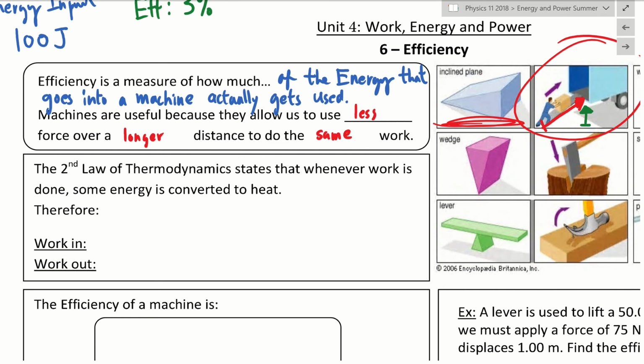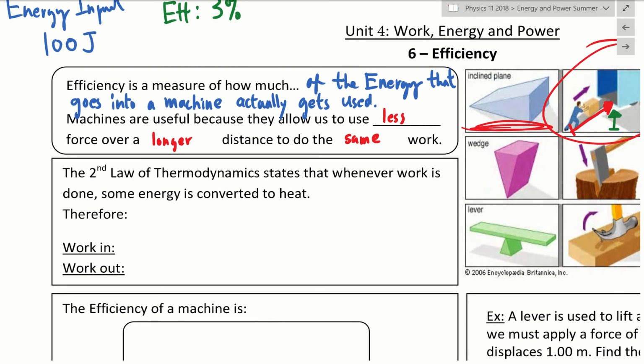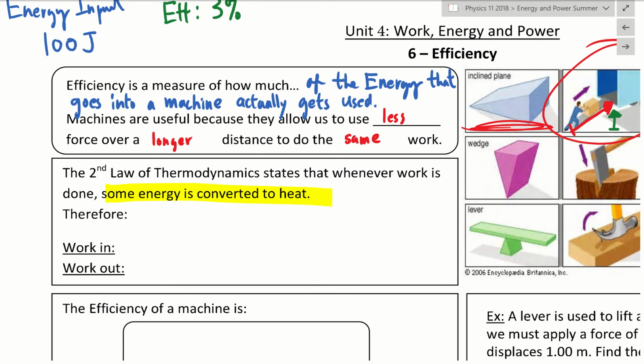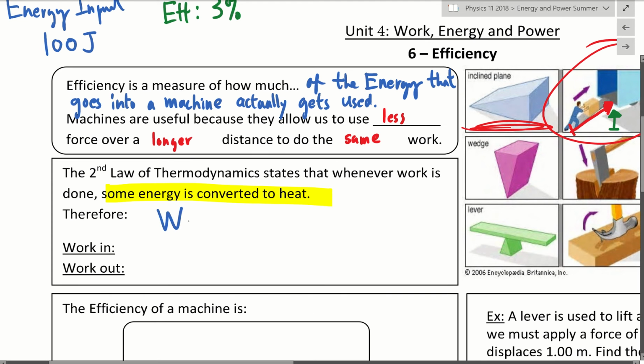There is actually a law that states that in any kind of machine, when energy is converted from one form to another, it is called the laws of thermodynamics, some energy will be converted into heat, right? So you're always going to lose energy due to heat. Therefore, the amount of work that you input to a machine is always greater than the amount of work that you can get out. That means you're always going to lose something, one way or the other.